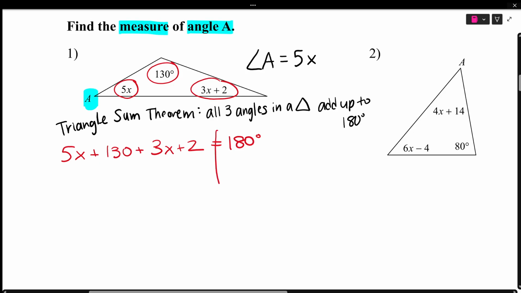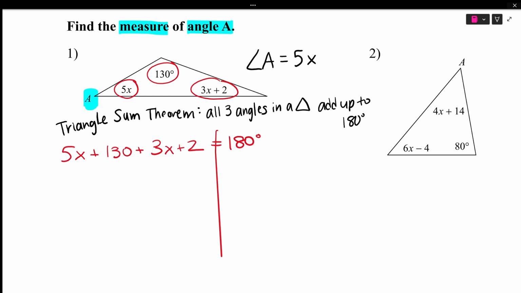Once I have my equation set up, I have to solve for x. I see a bunch of terms on the left side of the equation, so I want to combine some like terms. I see a 5x and a 3x. They both have x's, so I can add them up. 5x plus 3x is going to be 8x. I also see 130 and 2. Those are constants, just numbers, so it's going to add up to 132. Whatever I didn't use, I'm going to bring down. I didn't use the 180, so I bring it down.